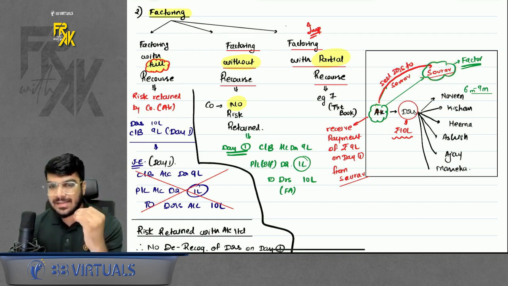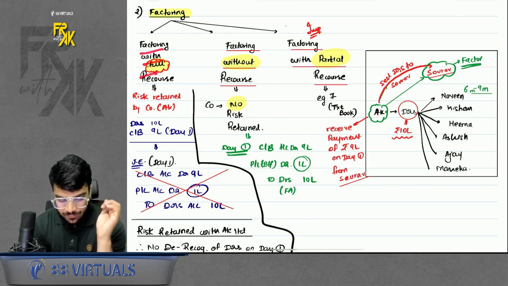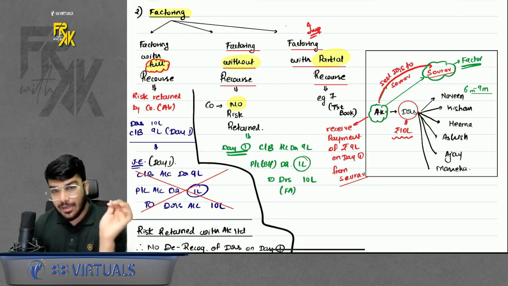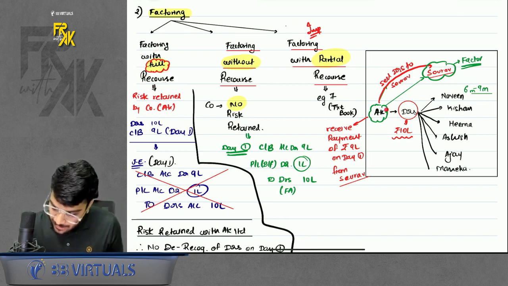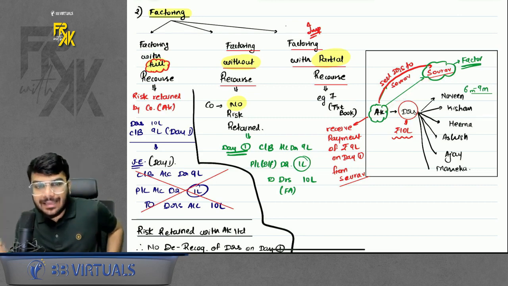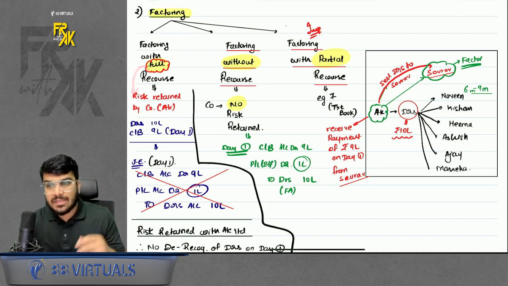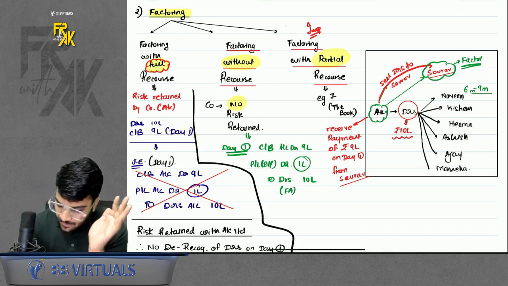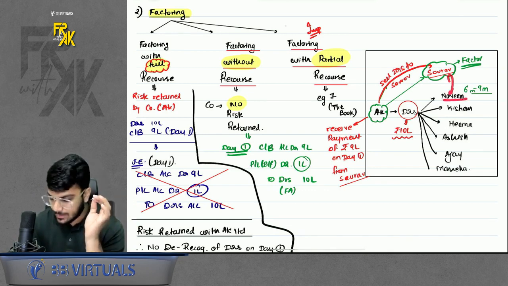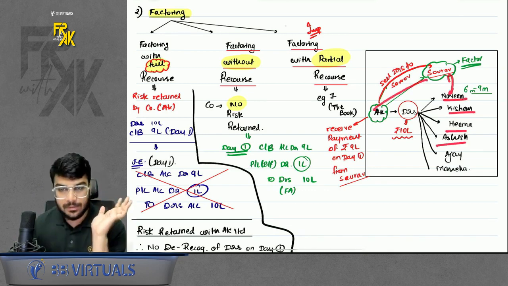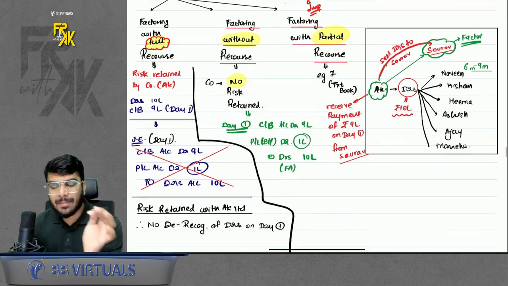Now, factoring agreements can be of 3 types. One is factoring with full recourse. What is the meaning of full recourse? When you sell the debtors to the factor, the full risk is retained by the company. That means when you are selling the debtor, you are not selling the risk. What is the meaning of not selling the risk? If the factor is not able to recover the money from debtors, it will recover the money from the company. Simple, right? So risk is retained by the company in this case.